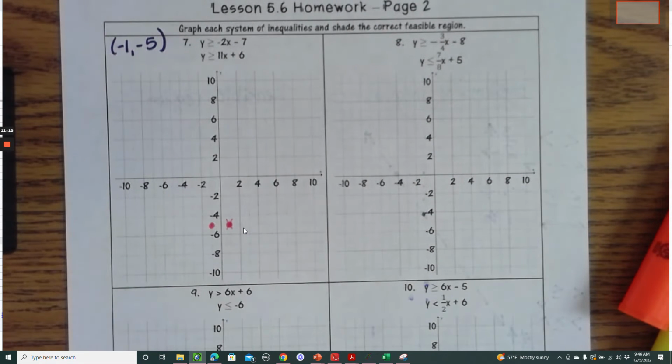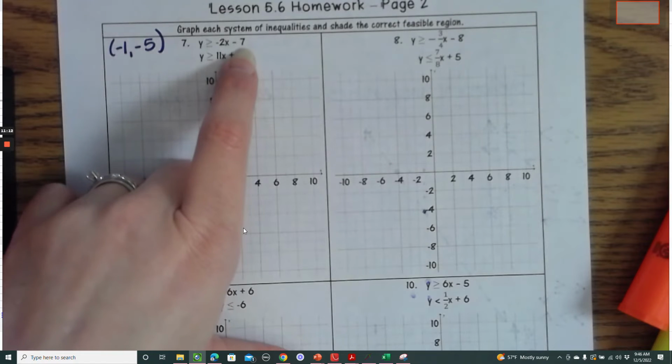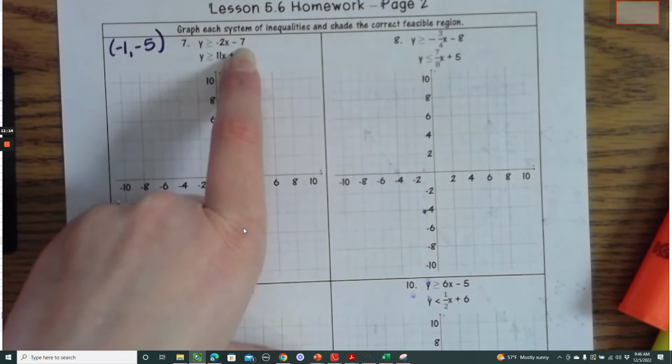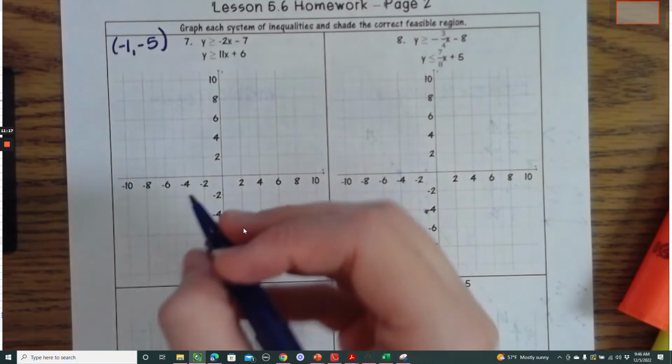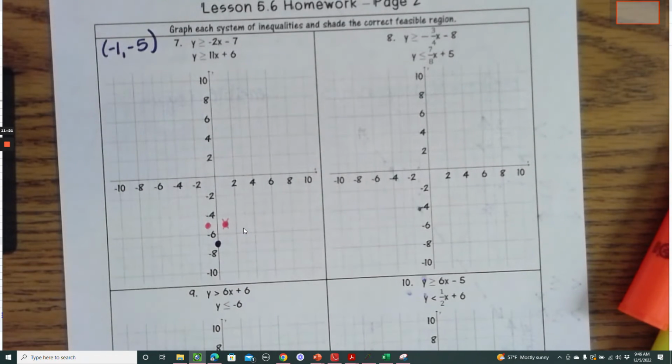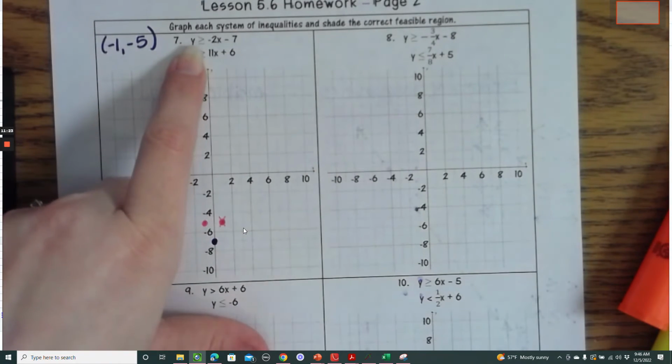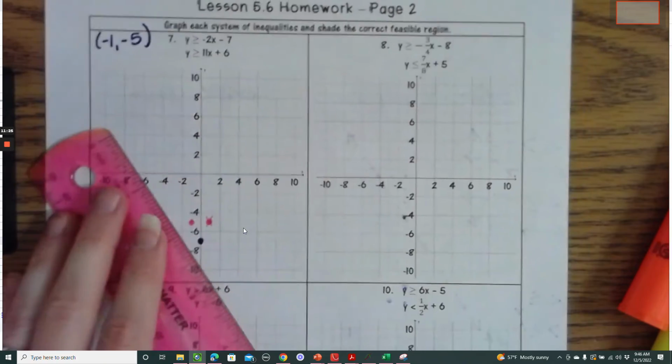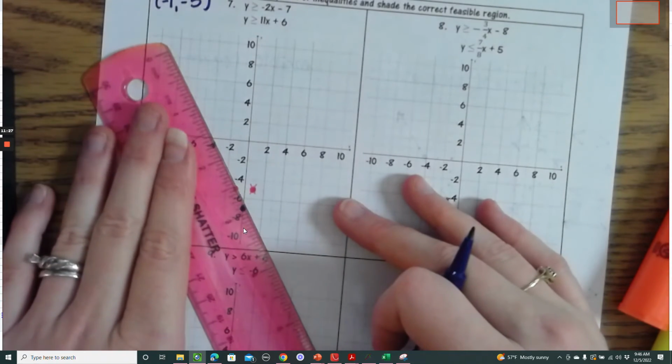Then all you have to do is look at the y-intercept. So my first line is a -7. So on the y-axis, I go down to -7, and that's my other point. Now, y is greater than or equal to, so that is a solid line.